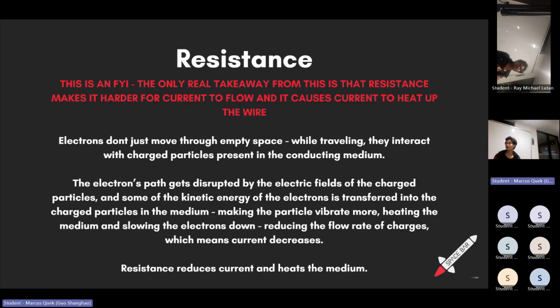All right, I'm going to talk about resistance now, okay? So remember how we said that the water pipe is thin and therefore it's hard to push water through the pipe? Realistically, this is all we care about for most electronics, okay? So what I'm talking about now is what resistance really is. The reason I want to talk about this is because resistance doesn't only make current harder to flow, it also causes the current to heat up the wire.